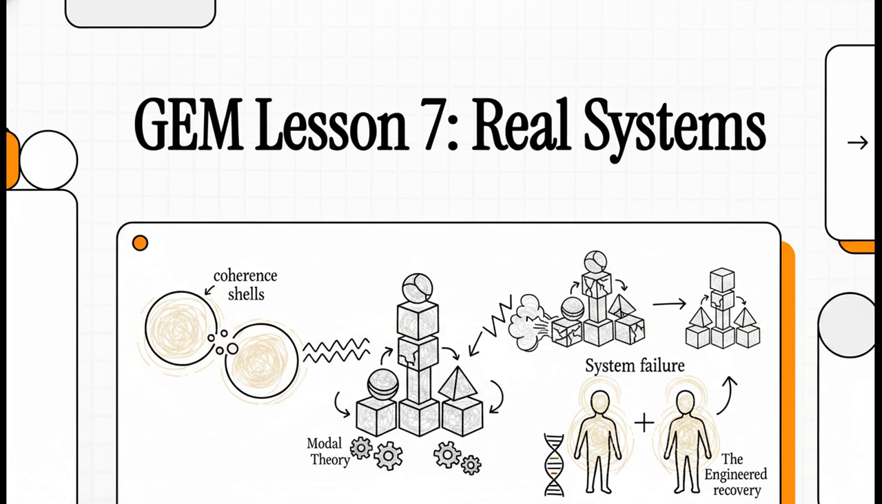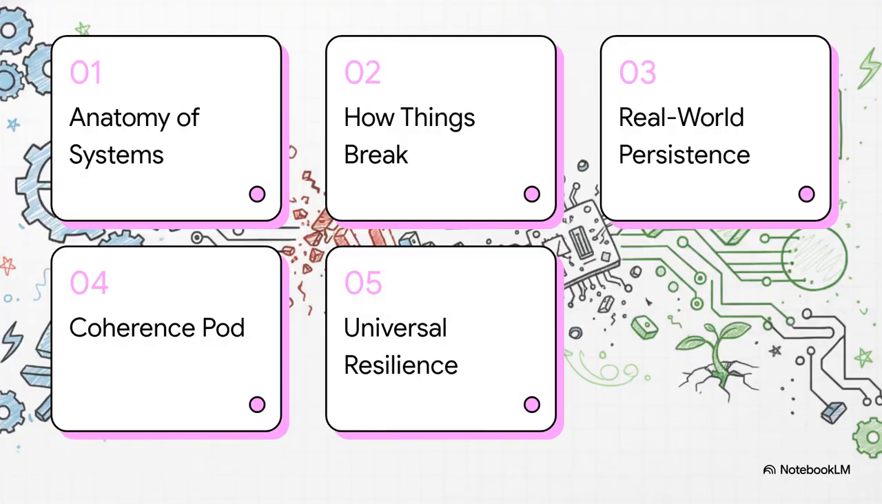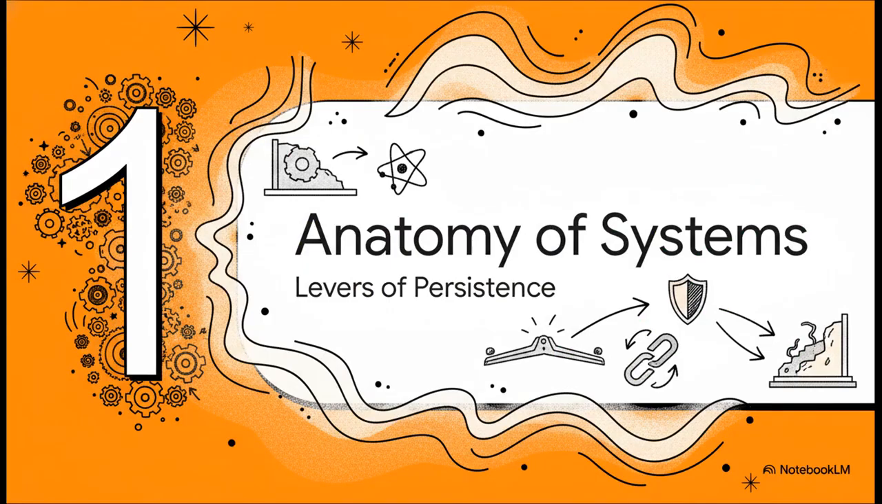We'll look at why those systems break down and, crucially, how we can use this knowledge to engineer better recovery for our own bodies. Here is our roadmap for today. We are going to systematically build up an understanding of how systems survive, fail, and recover, moving from the basic anatomy of stable systems all the way to a universal language of resilience. Okay, let's dive into this with part 1. The anatomy of stable systems.